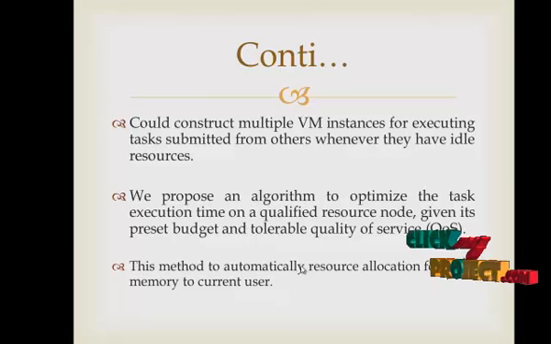Multiple VM instances execute task commissions from others whenever they have idle resources. We propose an algorithm to optimize the task execution time and execution resource node given a present bucket and tolerable quality of service. In this process, we access multiple data and store it in our cloud storage. In this method, every memory is calculated for the runtimes. This self-organization cloud organization is for our process. This method automatically allocates resources, temporary memory, to the current user.